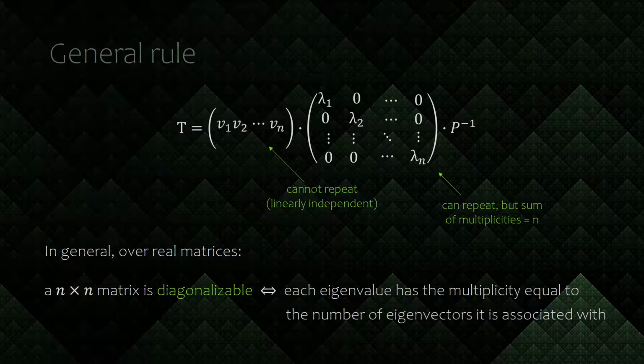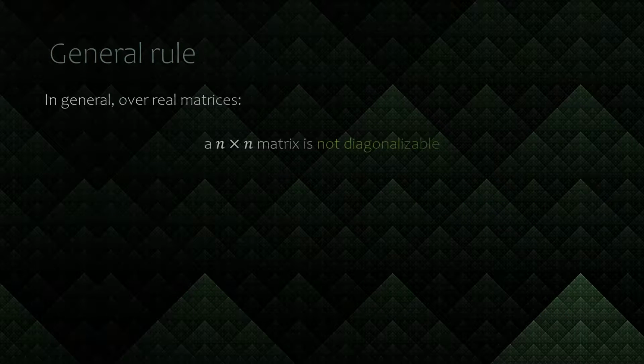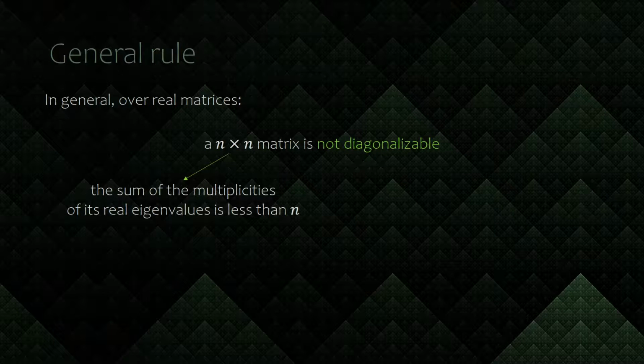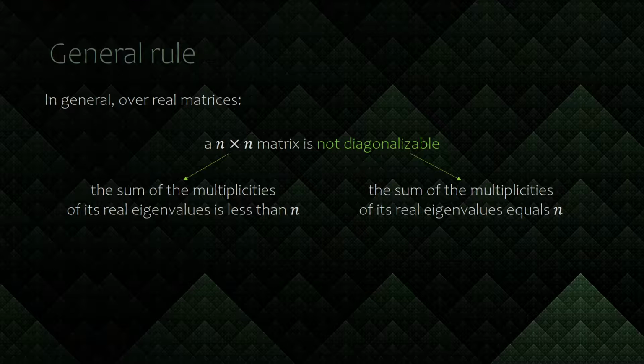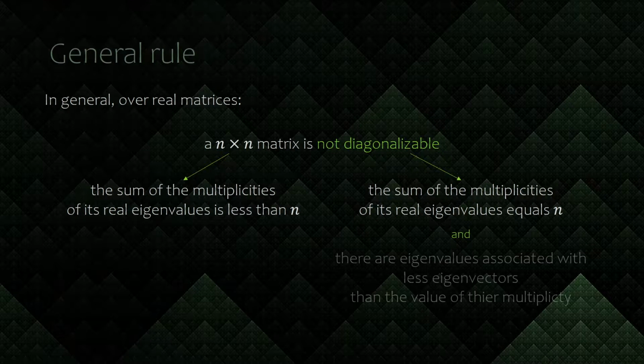In other words, in general, over real matrices, a n by n matrix is non-diagonalizable if the sum of the multiplicities of its eigenvalues is less than n, or if the sum of the multiplicities of its eigenvalues equals n, and there are eigenvalues associated with less eigenvectors than the value of their multiplicity.